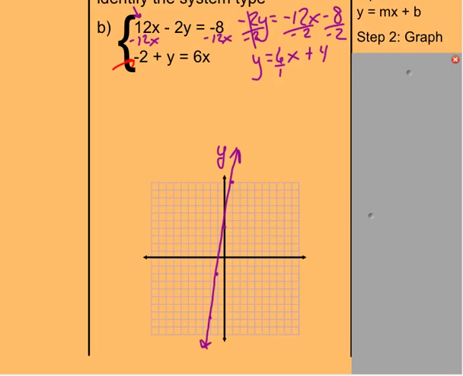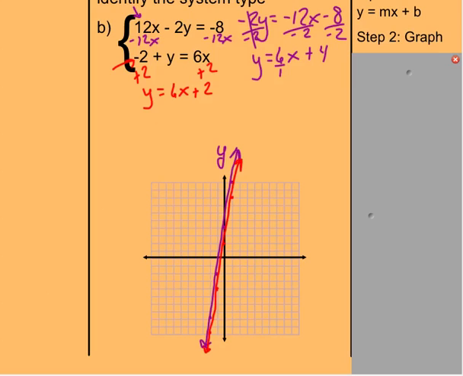My right equation, I'm going to add 2 to both sides. And I get y equals 6x plus 2. So graphing this one, I'm going to go up 2. Same thing, rise 6, run 1. Or fall 6, run 1. And trying to make my line really accurate.